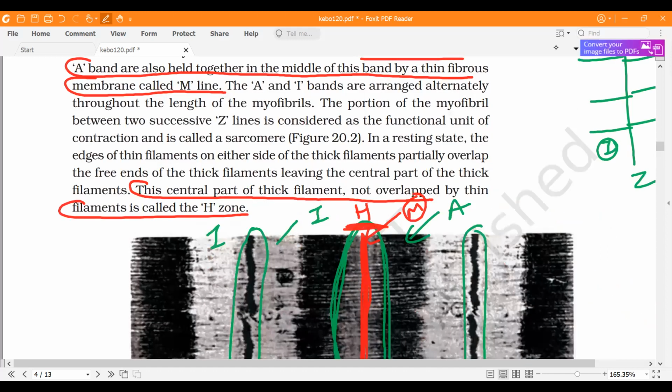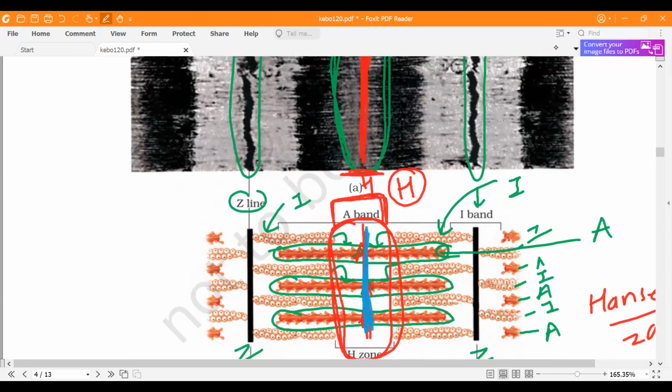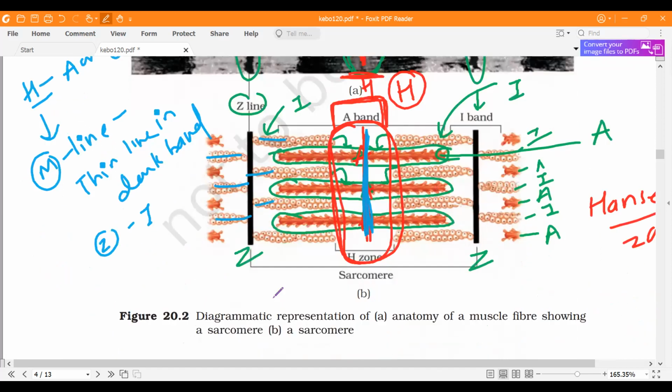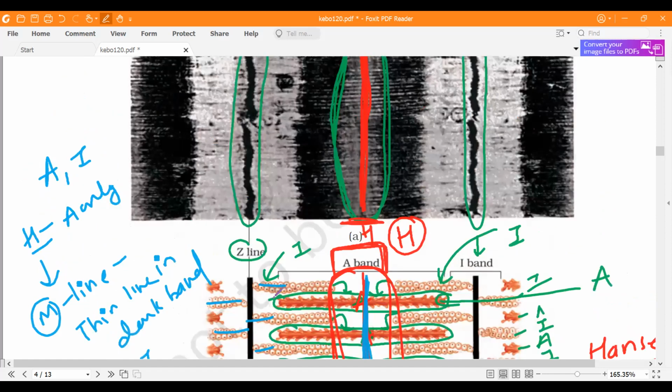So you should know: A band is dark, I is light. H zone is the part where A is not overlapped by I, so it is only A part. In the center of H, there is a thin line. So in the dark band, there is a thin line, that is the M line. Then there is the Z line, to which the I is connected. So A, I, H, M, and Z. I hope this is now clear.